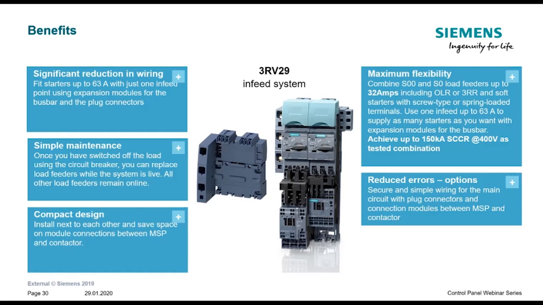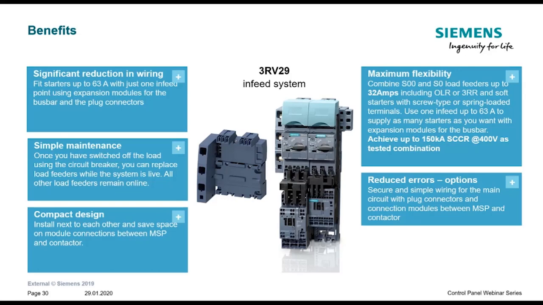This infeed system helps you to have a significant reduction of wiring and cabling. You can fit starters up to 63 amps with only one infeed, with simple maintenance and compact design, also using standard products, and with maximum flexibility where you can combine direct starters, inverse starters, or even soft starters up to 32 amps, including overload relays in screw type or spring-loaded connections. You can achieve up to 150 kiloamp at 400 volts as short circuit current rating and as a tested combination. Of course, this reduces errors. Try it out. Saves time, space, and cost.